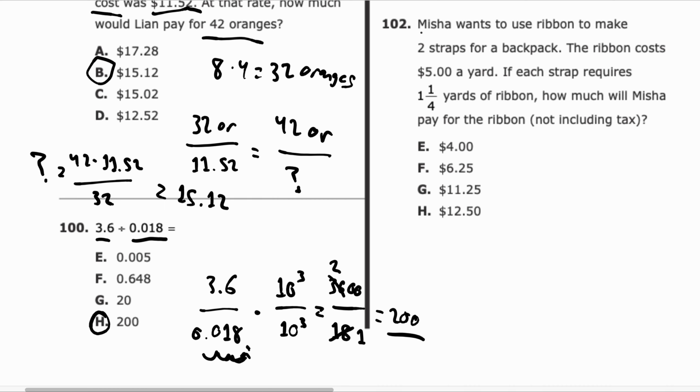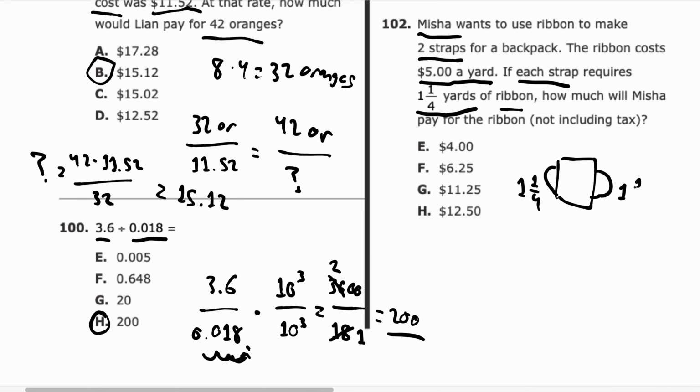So 102. Misha wants to use ribbon to make 2 straps for a backpack. Okay, the ribbon costs this much per yard, and we're told that each strap requires this many yards of ribbon. So we have our backpack here, and then we have 2 straps, right? And each strap is 1 1/4 yards. So in total, the ribbon that we need is 1 1/4 plus 1 1/4, so that's 2 1/2 yards.